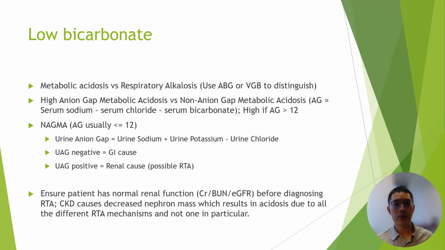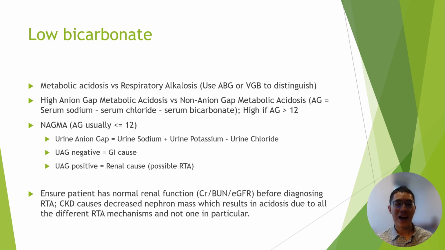We can use an ABG or VBG to confirm the presence of a metabolic acidosis or a respiratory alkalosis in ways that I won't go into in this lecture, but I'll put a link to another talk that goes in depth on this and how to read and assess blood gases down below. Once we have determined that we are dealing with a metabolic acidosis, the next step is to determine if you have a high anion gap metabolic acidosis or a non-anion gap metabolic acidosis.